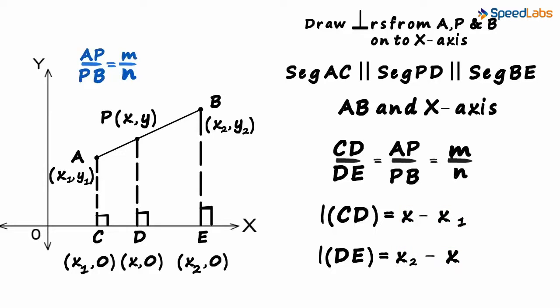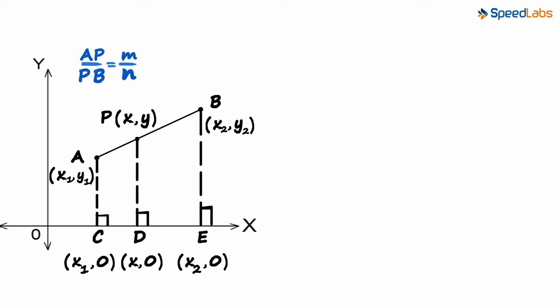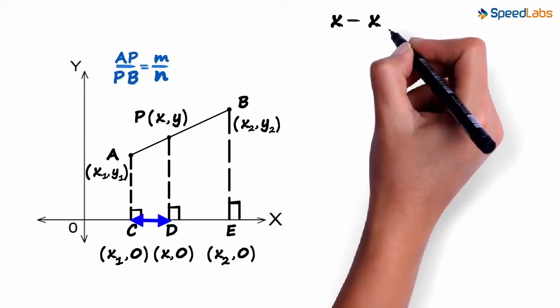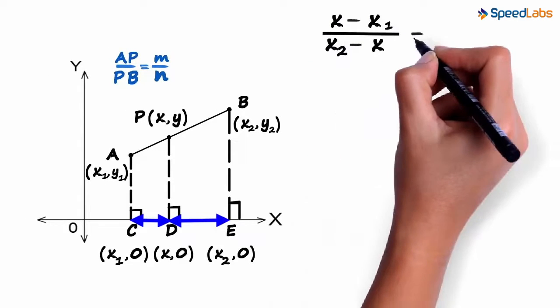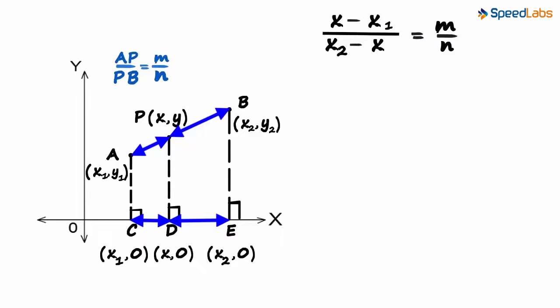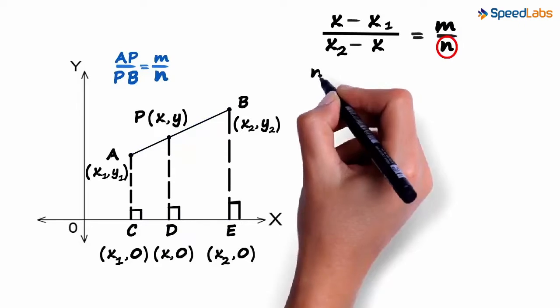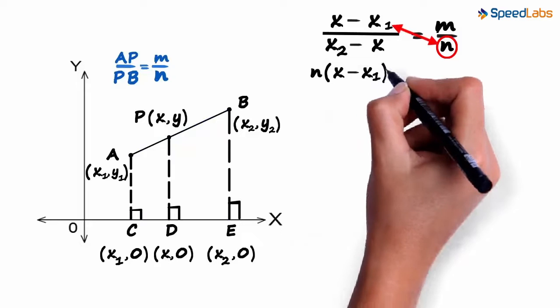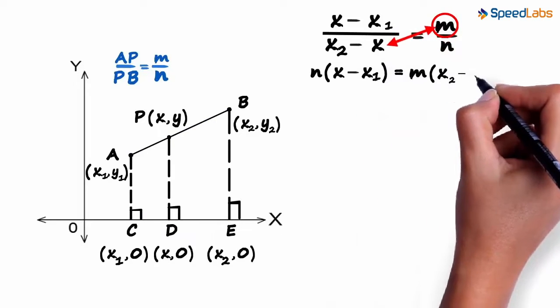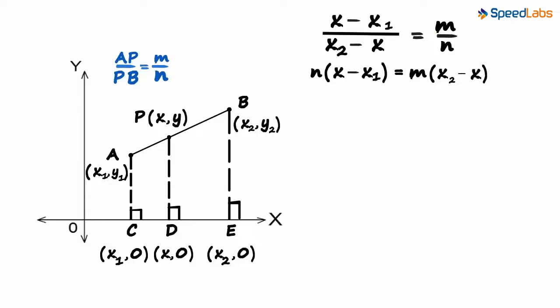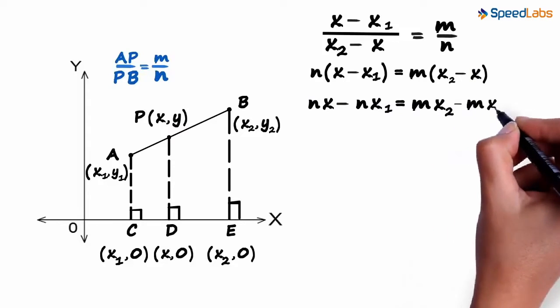As we are running out of space, let's erase this and write it down again. x minus x1 divided by x2 minus x will equal M by N. Cross multiplying, we get N multiplied by x minus x1 will equal M multiplied by x2 minus x. Now all we need to do is get the variable x on the left hand side to get the x coordinate of point P. Using the distributive property, we get nx minus nx1 equal to mx2 minus mx.